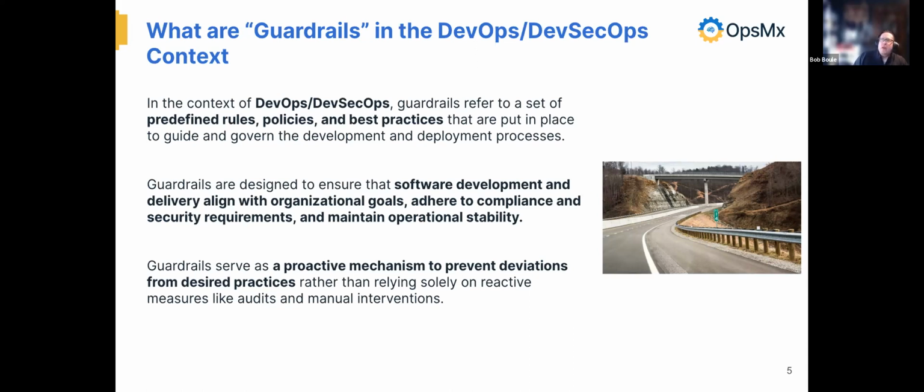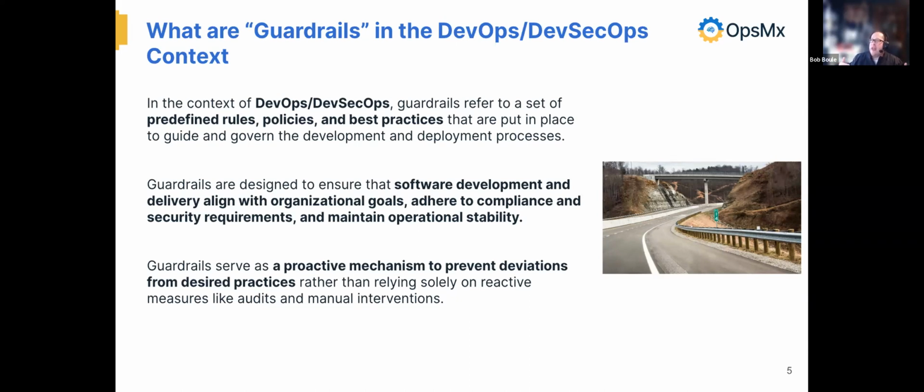Now, moving into the presentation at hand, what are guardrails in the DevSecOps context? I think guardrails, in a textbook definition, refer to a set of predefined rules, policies, and best practices that are put in place to guide and govern the development and deployment process, right? If you look at the little picture that I put in there, guardrails are making sure that it's a bad day if you hit one of them, but nobody dies, right?